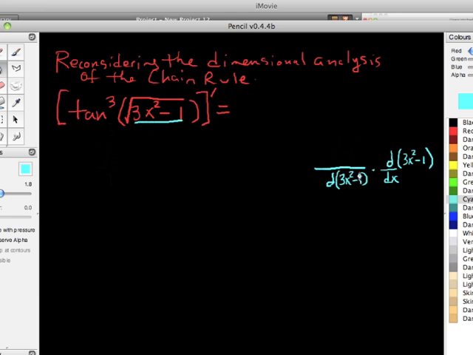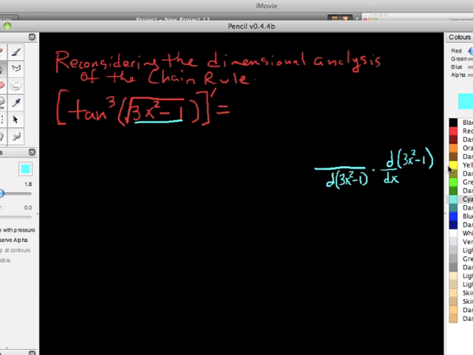And now, what's the next thing that the function does to its argument? Well, like I said, the first thing it does is 3x squared minus 1. We took care of that. And the next thing it does is it takes the square root of 3x squared minus 1, or it raises it to a half power.